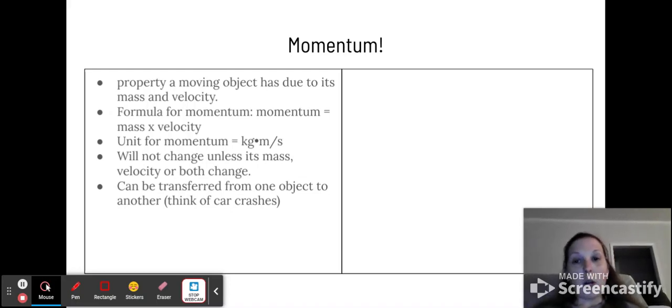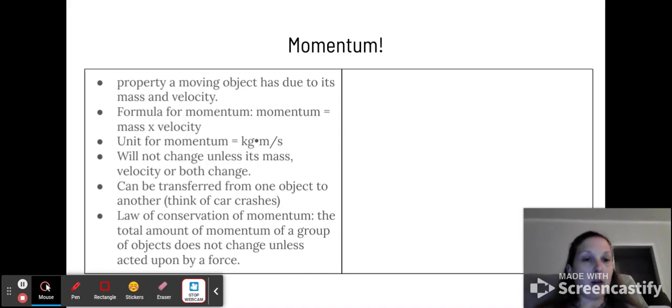And it can be transferred from one object to another. So you can think of car crashes here. Think of if you're playing pool, and if you're good at playing pool and you hit a ball with the cue ball, the white ball should stop completely and the next ball should be the one that moves. That means you transferred your momentum, all of it, from the cue ball to whatever you hit.